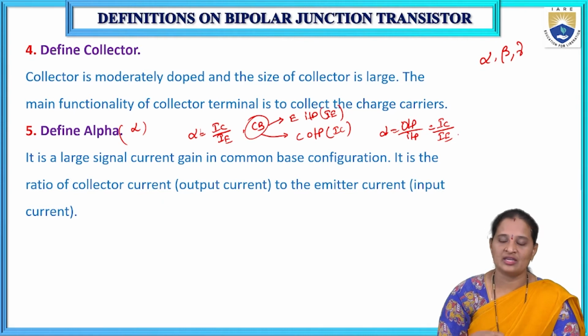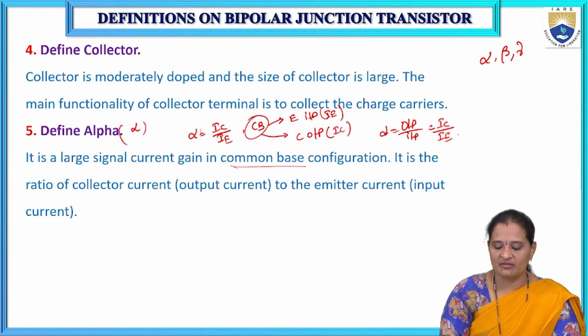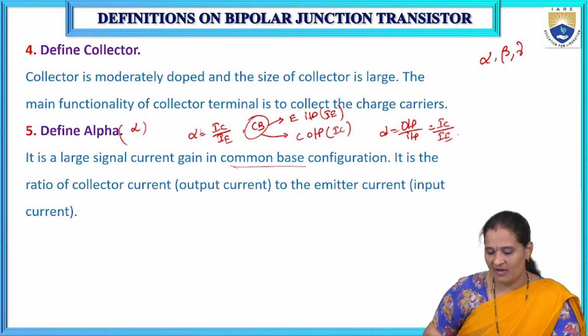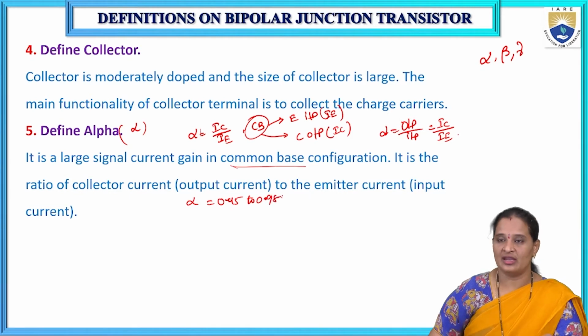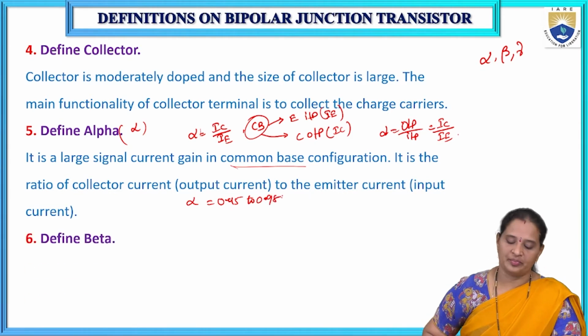In general, the current amplification factor is defined as the ratio of output current to the input current. So for common base configuration, alpha is defined as the ratio of IC to IE. So this is alpha, and the value of alpha varies from 0.95 to 0.98. It is approximately equal to 1.